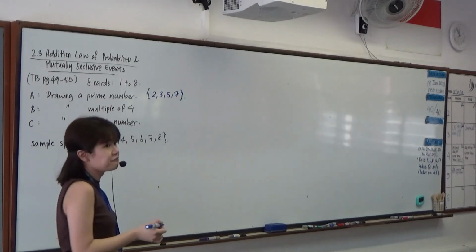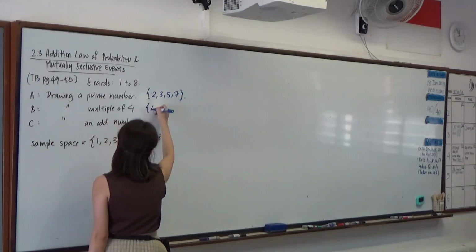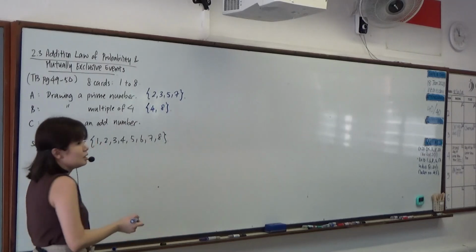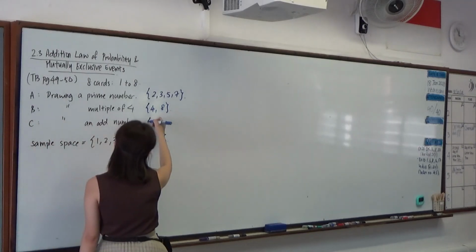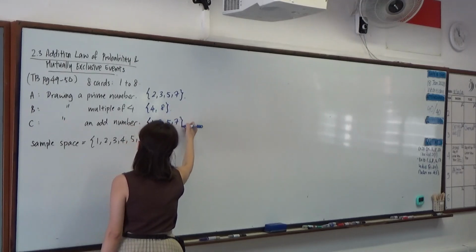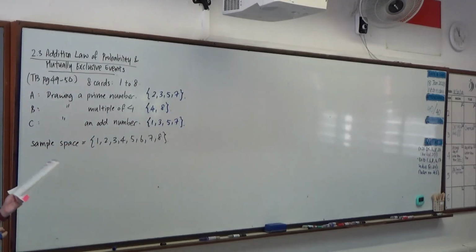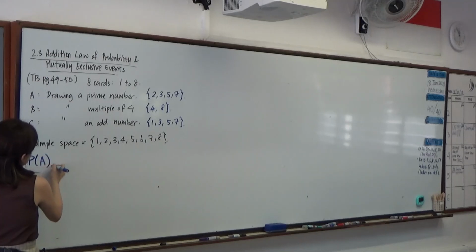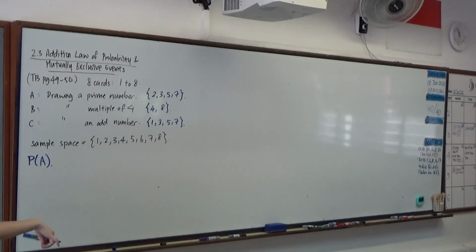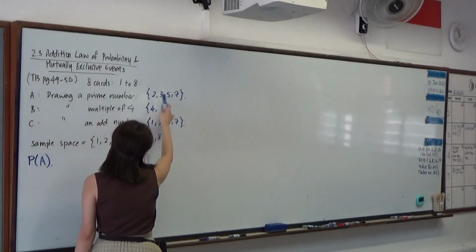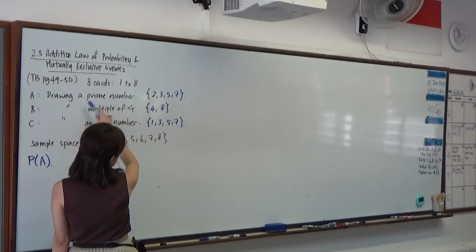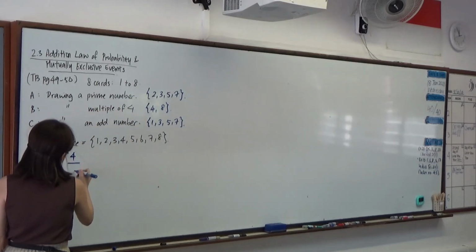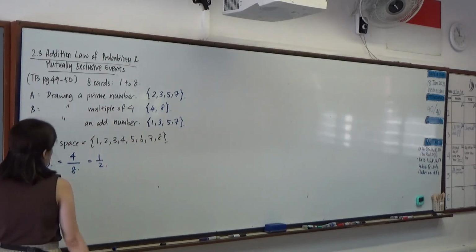Okay, and then multiple of 4, needless to say, we should know. 4 and 8. And then likewise odd number, your 1, 3, 5, and 7. Okay, so those are your favorable outcomes. So let's say I want to find out what is the probability of A occurring, that means picking a prime number. That will mean that I have 4 of this that satisfy, that's favorable to this event. So the probability will be 4 out of 8. That is equals to half.